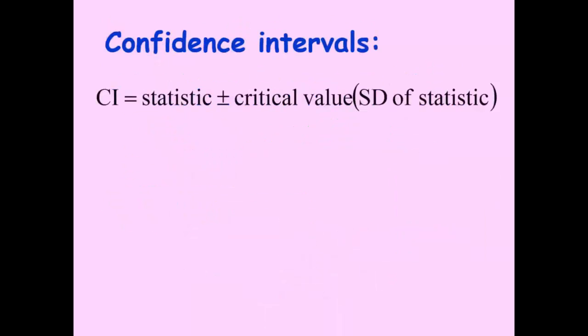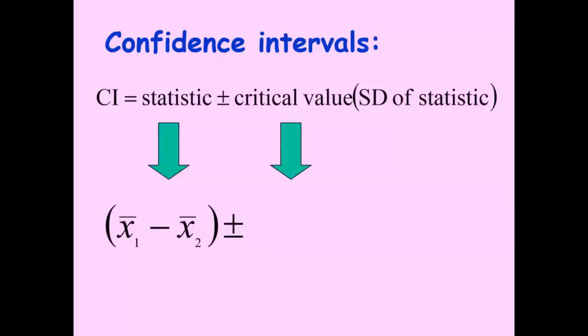Okay, confidence intervals. This is the same process we've seen over and over again. The statistic is going to change because we're dealing with two independent samples. And the standard deviation process is going to change as well because we're dealing with means instead of proportions or other things. So our statistic is going to be the difference of the two means, x bar 1 minus x bar 2. Critical value in this case is T star, and that's based on the confidence level that they give us and the degrees of freedom.